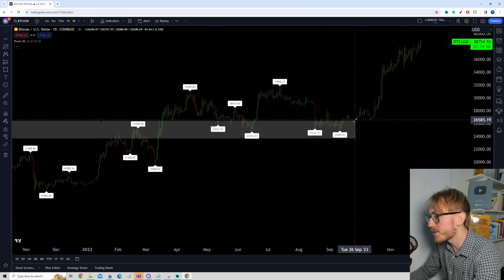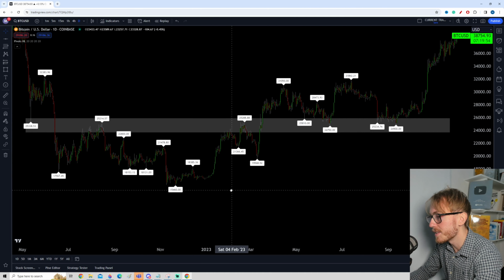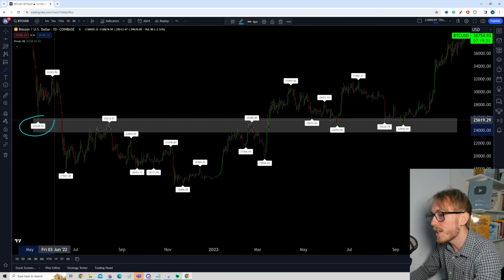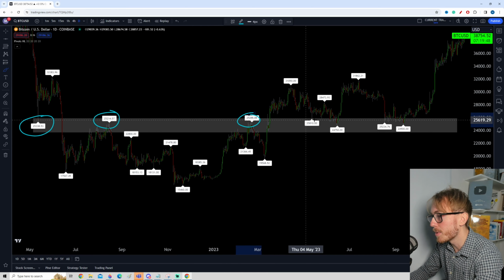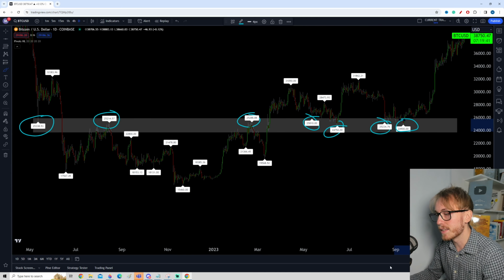So you can, for example, see that the support level we talked about earlier, which is this gray area right here, contains multiple pivot points. And remember what pivot points are. They are basically significant levels in the market.